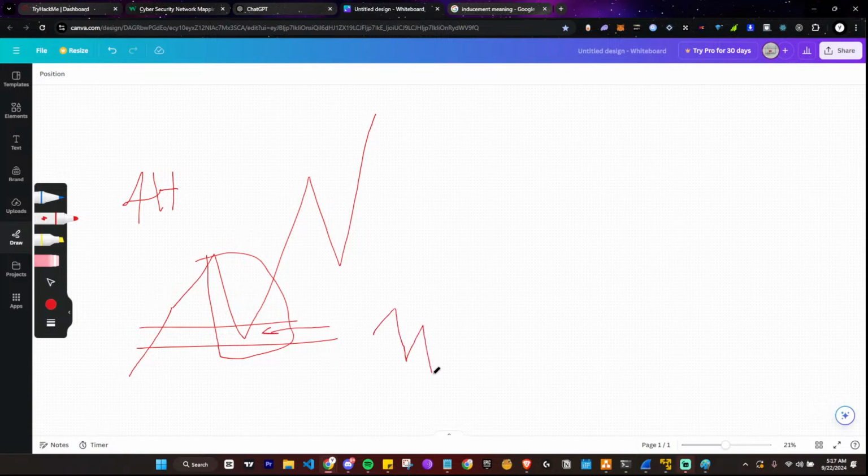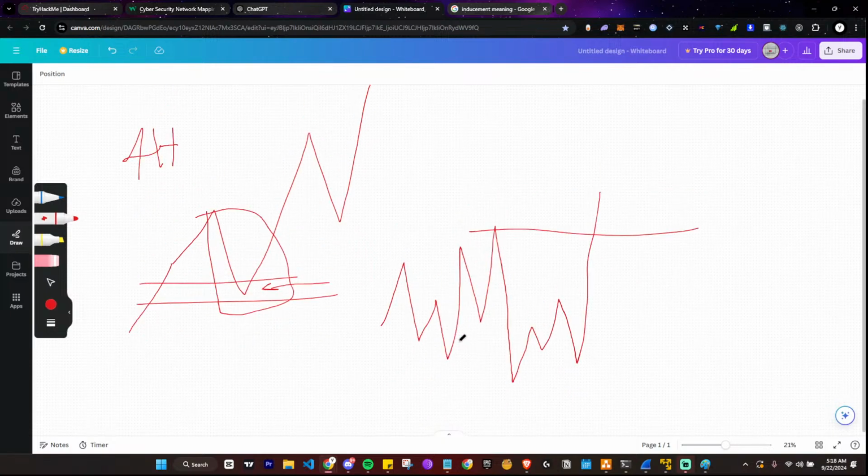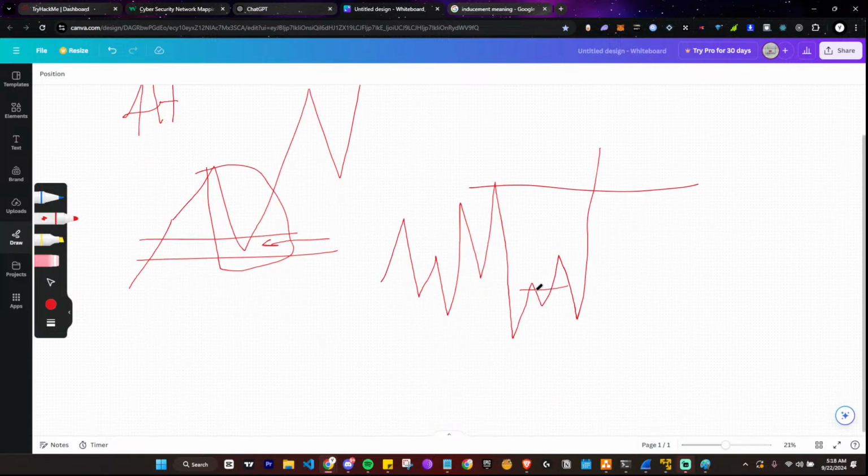So we have the first manipulation. Okay, sorry, let's say first manipulation and pullback entry, and then boom, stop hunt, boom, market structure shift. Okay, market structure shift, pullback, and then goes higher. Market structure shift could happen like this as well.